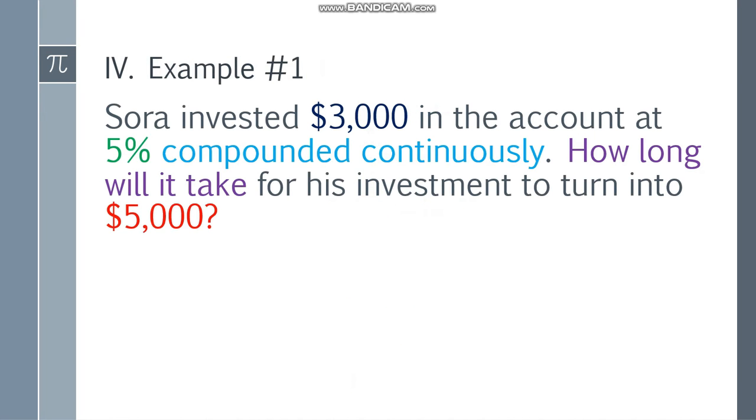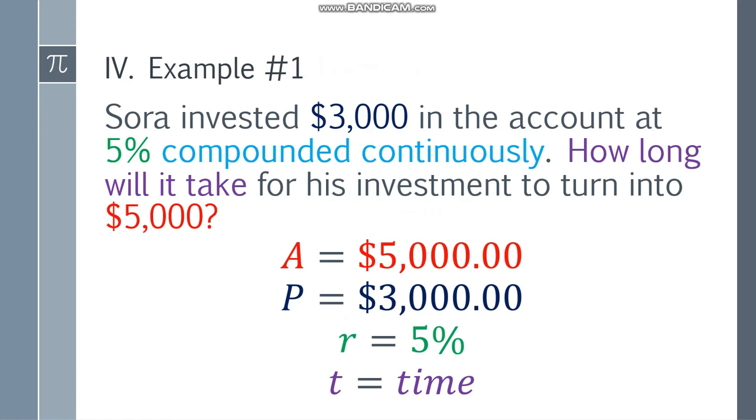Let's move on. Let's have example number 1. Sora invested $3,000 in the account at 5% compounded continuously. How long will it take for his investment to turn into $5,000? So we are asked for the time, and let's have the given. We have A, or the final amount, will be $5,000. The principal will be 3,000. r will be 5%, and t will be time.